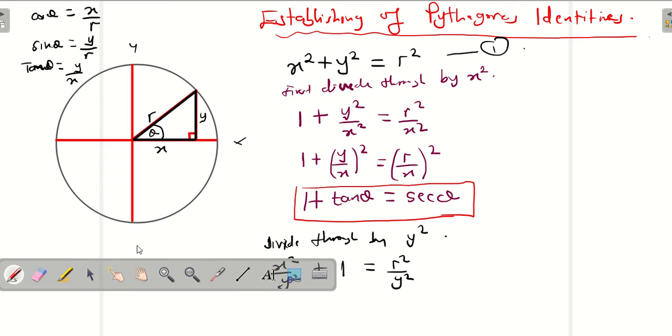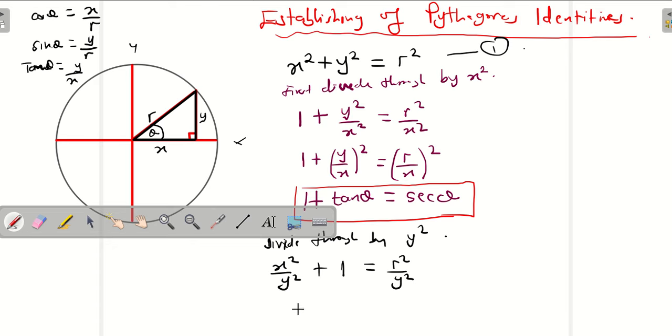When we simplify this, we are going to get x over y all squared, then plus 1. And that should be equal to r over y all squared. Now we know that x over y, we rather have y over x to be tan theta. So it means that the reciprocal, x over y, is going to be the reciprocal of tan theta, which is cot theta. So this part becomes cot theta.